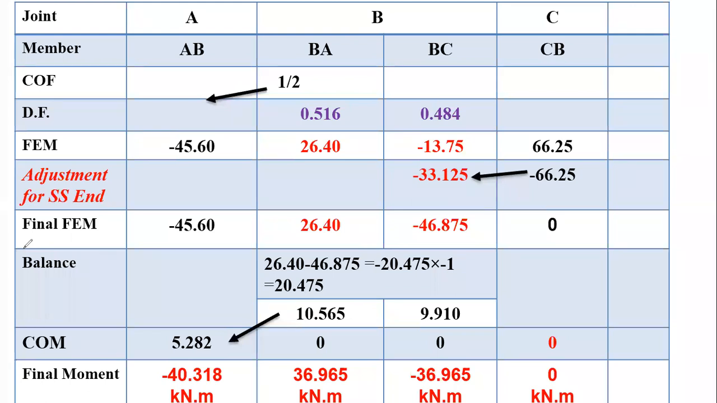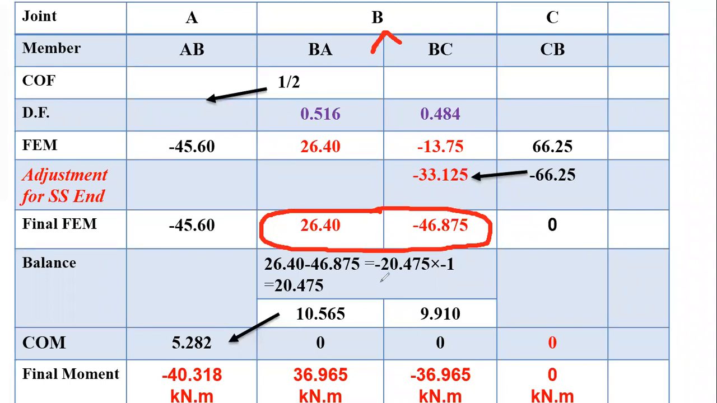The first step is the balance step. How to perform the balance step? Make the algebraic summation of the fixed end moments at a joint. Where do we do it? At the joint, where there are at least 2 members. Here there is one such joint, joint B, where there are 2 members. So that's why make this summation.